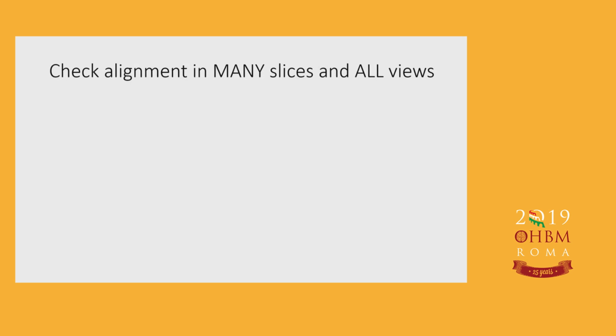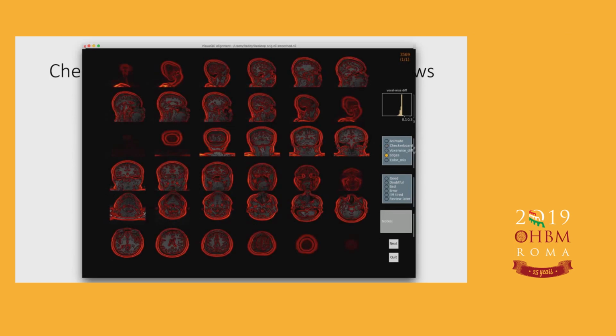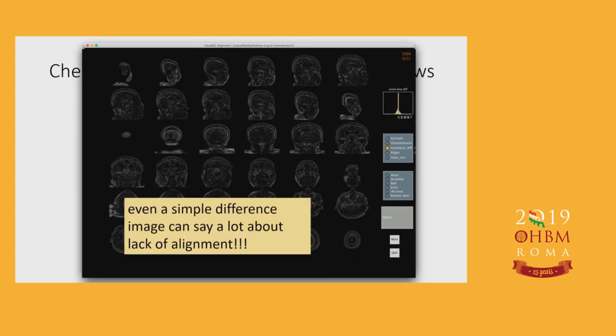It's important that you check in many slices, because what seems aligned in one view or one slice might not be. So for example, you want to look at the three views, multiple cross sections, even with edges. Or if you take a simple difference image, it can actually inform you a lot about a lack of alignment between two particular images.